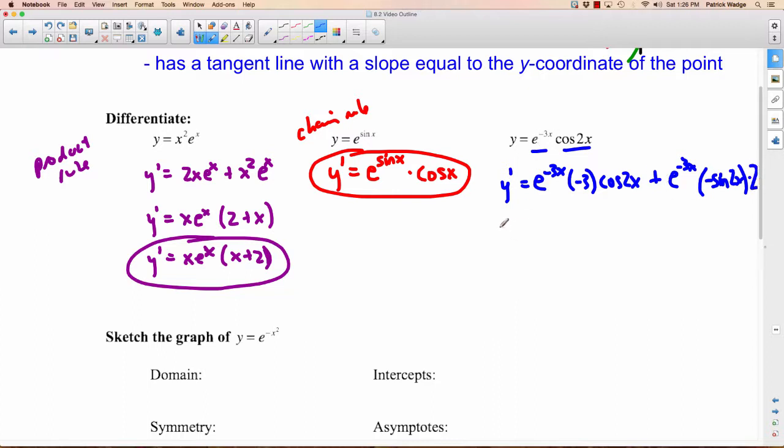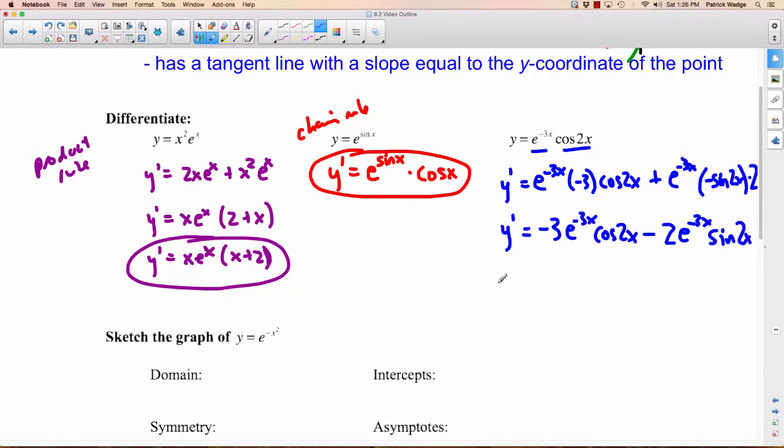So a little bit to clean up here. Let's see, in the first piece we have this negative 3, and then e to the negative 3x cosine 2x. So I think that's about all we can do there, is just move the negative 3 out front. E to the negative 3x cosine 2x. Now we have a negative sign here, so our next piece is going to be minus. We've got 2 e to the negative 3x and then sine 2x.